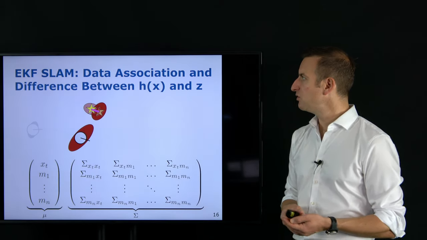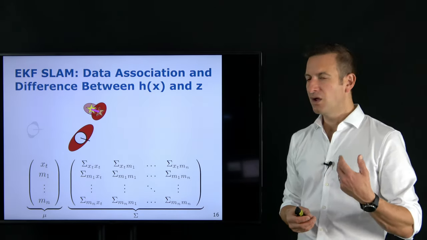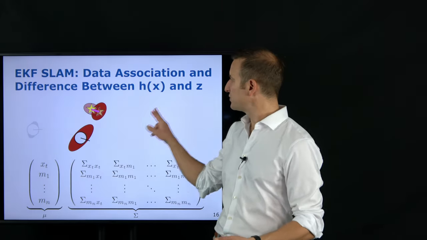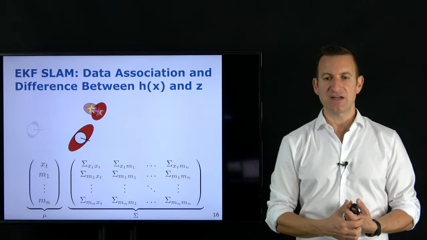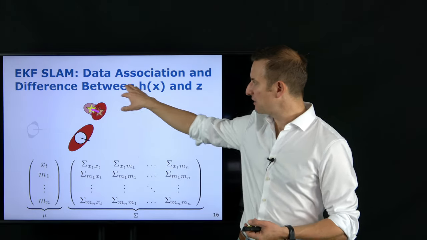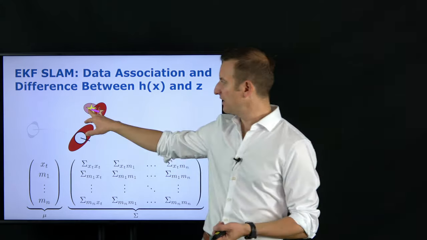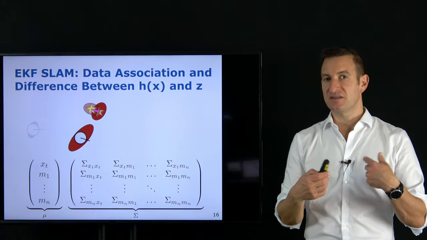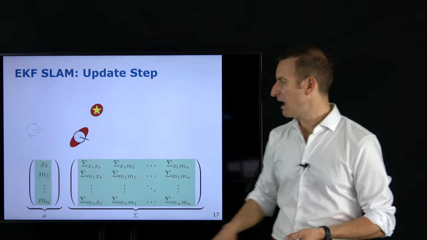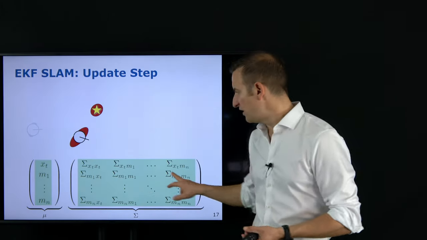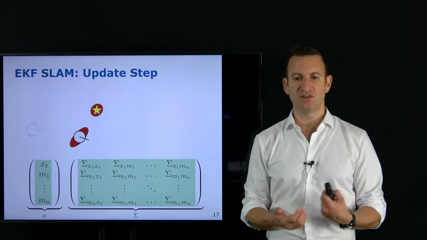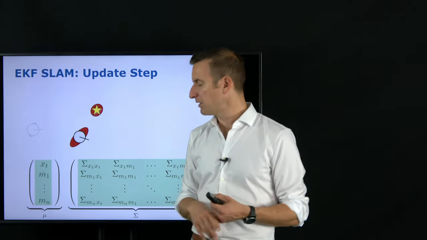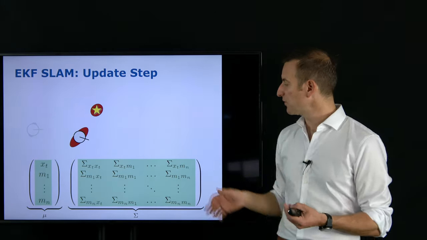And then I need to compute the discrepancy between what I actually observed and what I was expecting to observe. So between my actual observation z and my predicted observation h(x), which is basically the mapping from the state space into the space of observations. And basically have this discrepancy over here between those two. And then based on this, the update step is performed. And in the update step, we can see an update of all the quantities. So the robot will get more certain and will get corrected. The landmark locations will get corrected, and also the uncertainty changes.